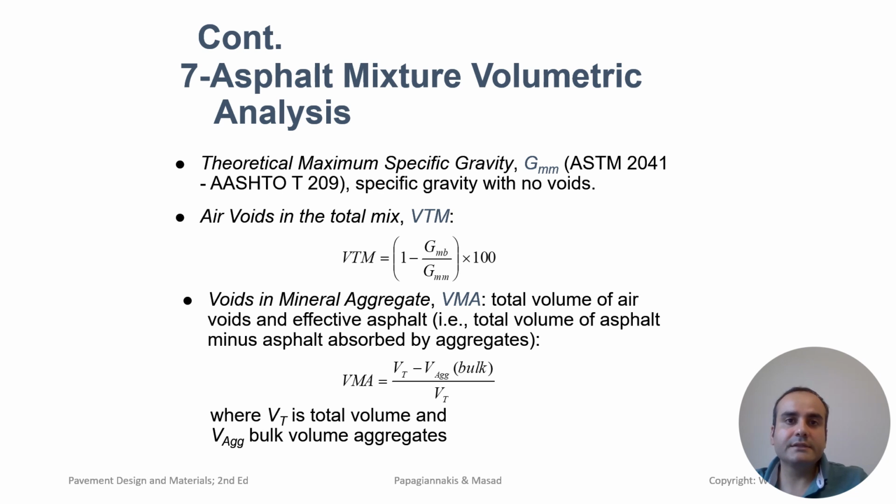GMM or Rice specific gravity represents the specific gravity of the mixture when it is compacted to its maximum density with no air voids, that is, the condition where the air void content is zero. This property is used to calculate air void content and assess the degree of compaction. Air voids are calculated using the specific gravities of the mixture.